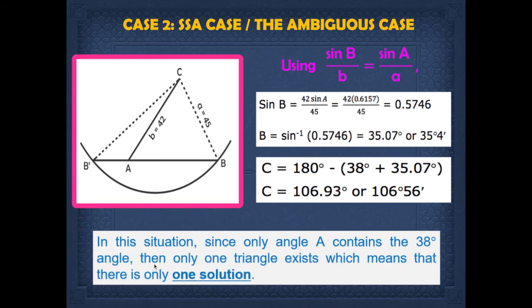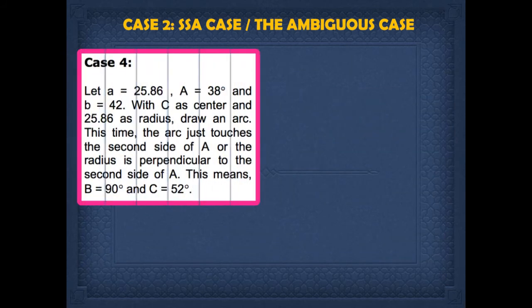So in this case, since only this angle A is 38 degrees, then only one triangle exists here, which means that there's only one solution, and that is this triangle ACB. This triangle ACB prime is not a solution because it does not contain the 38-degree angle here, right? Now let us go to case 4.